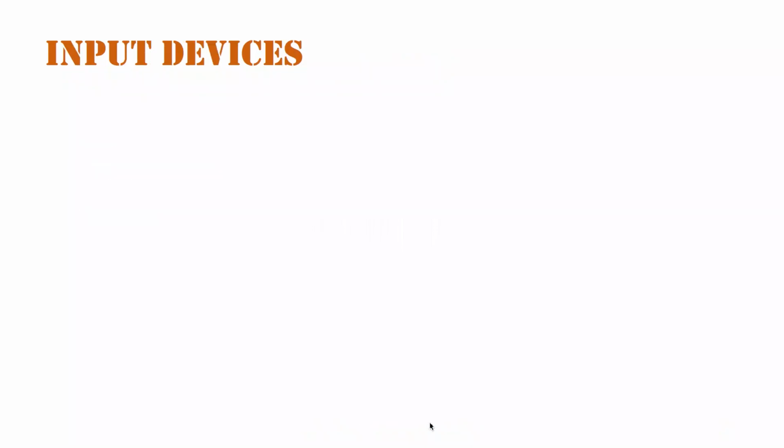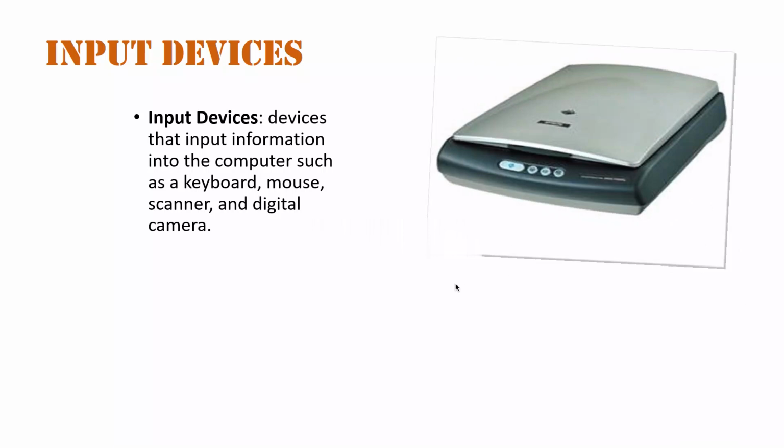Now, let's get started and look at what the input devices are. We are saying they are devices that input information into the computer. Examples include keyboards, mouse, scanners, and digital cameras. That is what makes up the input devices. Now, this is a very good example of an input device component. Are you able to see that from your end? Yes. That is an example of an input device. And you can also help me to state the name.